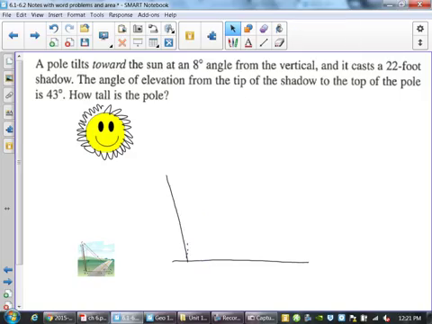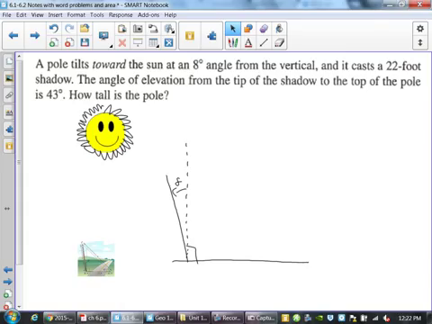If this is a 90-degree angle here, that means this is 8 degrees more. It's off of vertical by 8 degrees. The pole says it's leaning. If you're vertical, you're straight up and down. This says that it's leaning off vertical at 8 degrees towards the sun. I just have to draw the sun on this side, so it's just leaning that way 8 degrees.